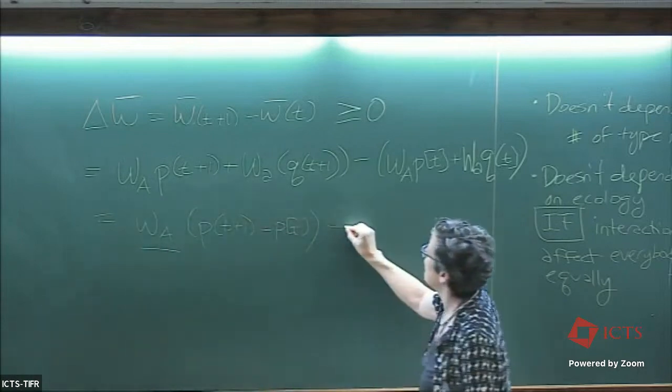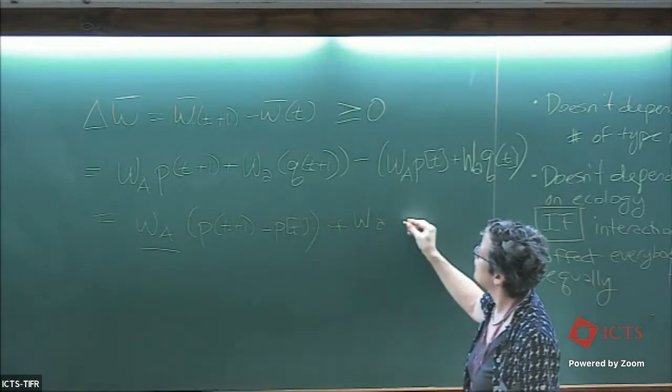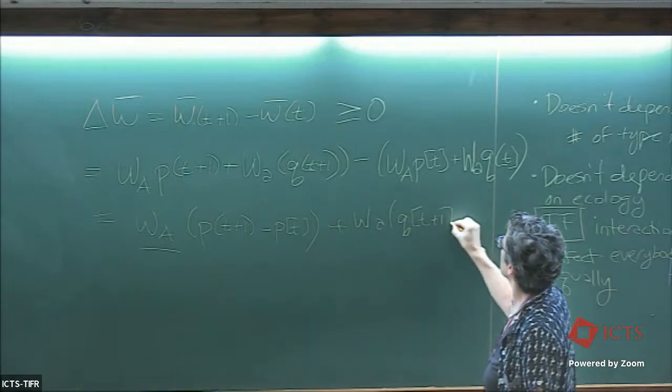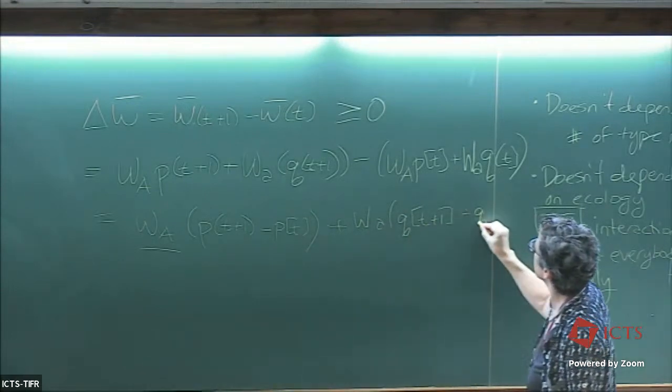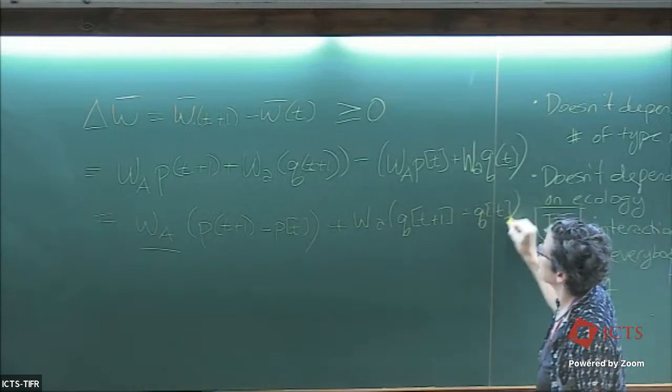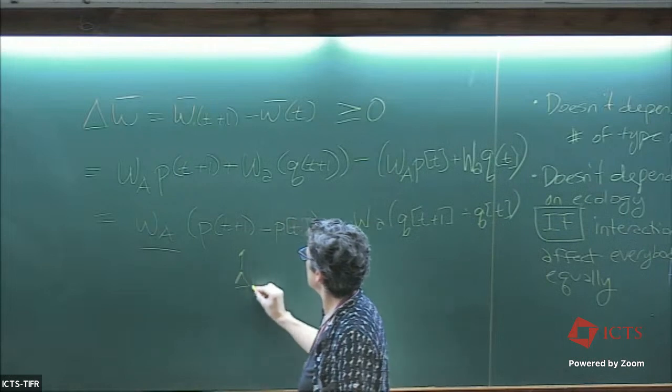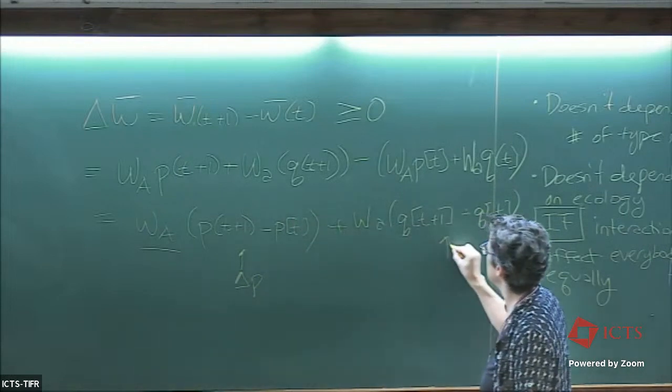And I'm going to gather all the things that involve little a, and I get Q(t) plus 1 minus Q(t). So this term represents the change in P. This term represents the change in Q.